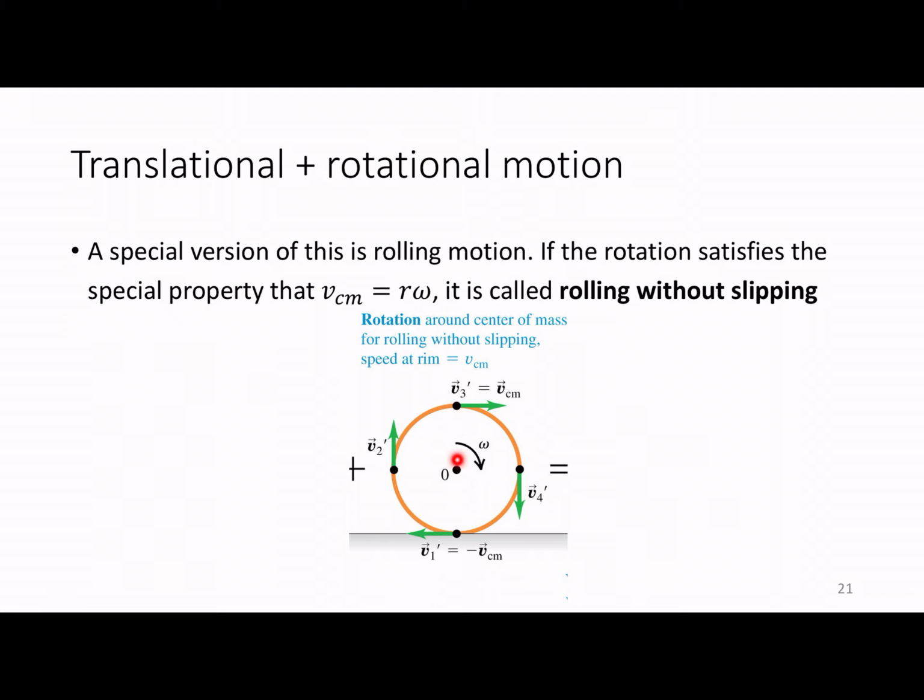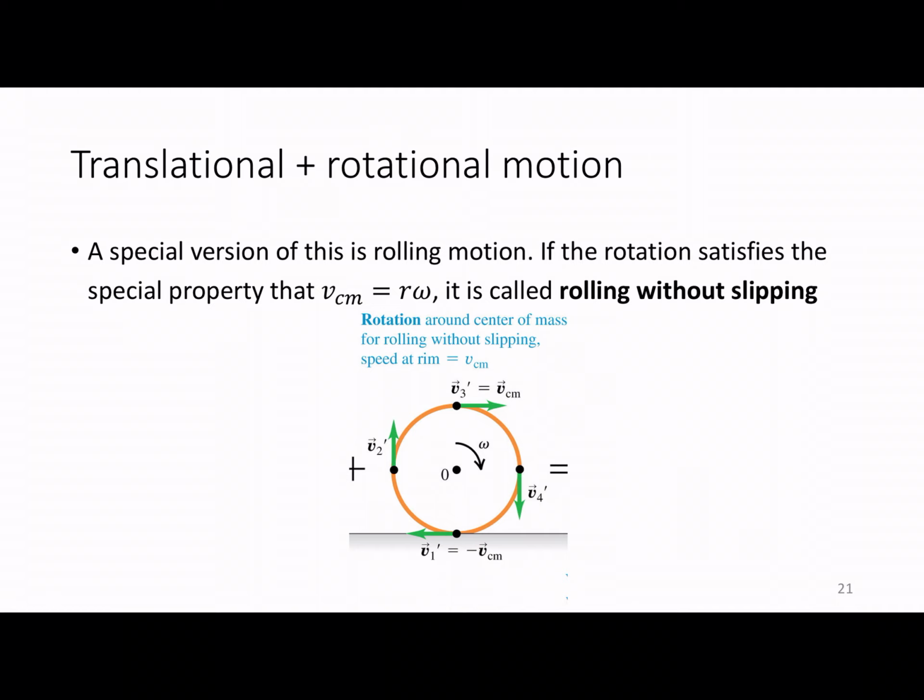So omega is how fast I go, r is this distance. Again, I get the velocity of center of mass pointing to the right up here. Over here, it's pointing up. Over here, it's pointing down. And notice at the bottom, the rotational part has the velocity pointing exactly to the left with magnitude equal to the speed of the center of mass.